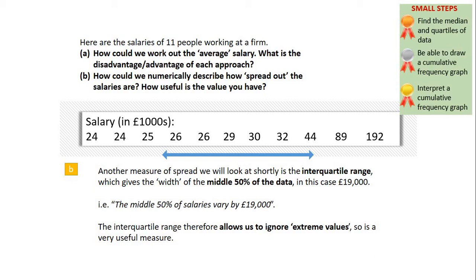Anyway, the interquartile range works out the width of the middle 50% of the data, so we get rid of any outlying data. In this case, we work out an upper quartile, and we'll show you how to do that throughout the video, of £44,000, and we subtract from it the lower quartile, which is £25,000. So the middle 50% of the salaries vary by £19,000. This interquartile range allows us to ignore the extreme salaries at each end of the data, and it's a very useful measure.